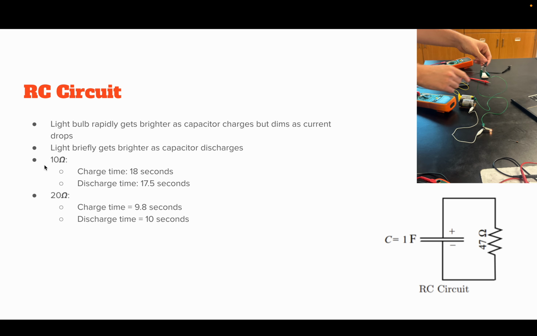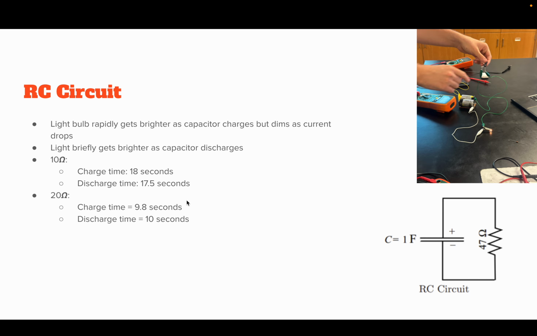And so as you can see here, we had a 10 and 20 ohm light bulbs, which were our resistors. The charge time for the 10 was 18 seconds. Its discharge was about the same, about 17.5 seconds. The charge time for the 20 was 9.8 seconds, and the discharge was 10 seconds. So they're supposed to be about the same as each other.